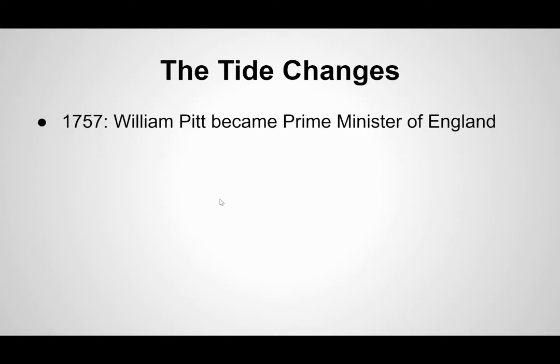In 1757, William Pitt became the Prime Minister of England, and when he becomes the new Prime Minister, he begins to pour a ton of money into the war effort. So whereas before England was losing pretty badly, now that they have more money and more resources, the British start to be the ones that are winning the French and Indian War.